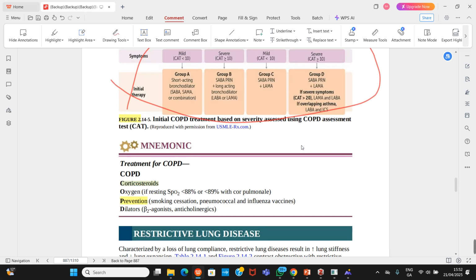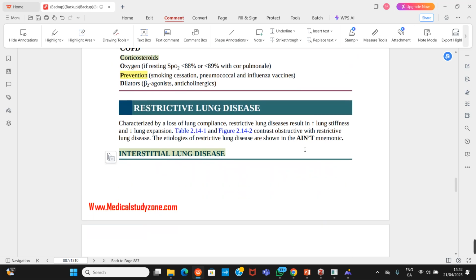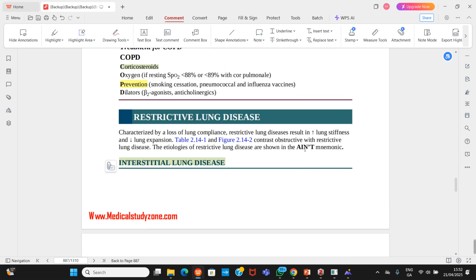There's something I'm going to talk about with respect to the compliance in COPD that I explained initially. There's something we need to revise there. People with restrictive lung disease have a drop in lung compliance because of lung stiffness, and the lung does not expand easily. Most of the causes of restrictive lung disease is fibrosis most of the time, but it's more than that.